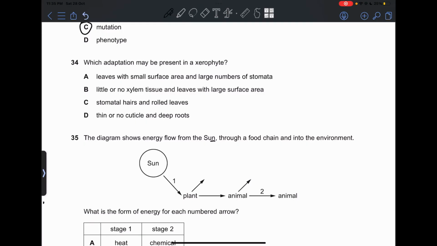B says little or no xylem and leaves with large surface area. They don't have large surface area. C says tomato hairs and rolled leaves. This is a correct statement. They have rolled leaves. This is a distinctive feature of the xerophytes actually. So our answer is going to be C.